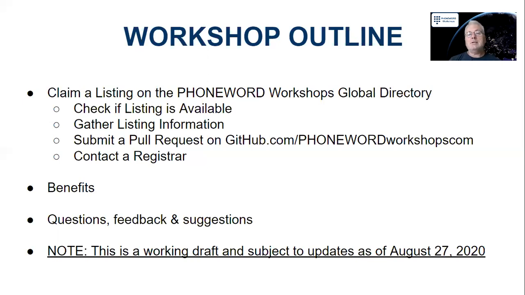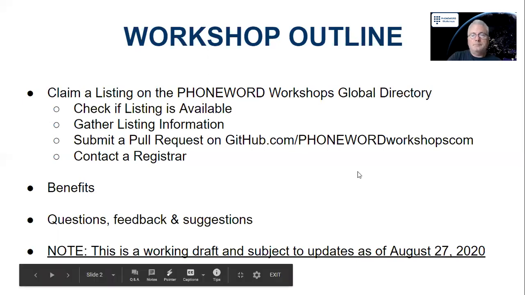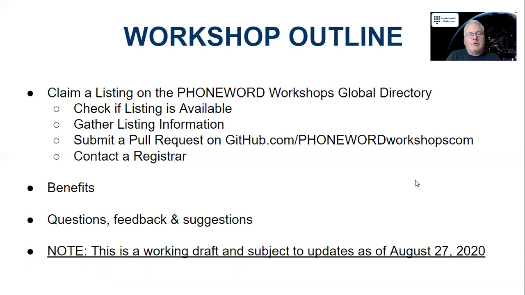And then you should check and see if the listing is available. And right now that consists of looking at the preliminary directory data, which is on the GitHub page, and we'll talk about that in a moment. And then, gathering the listing information, we'll talk about what that entails, submitting a pull request on our GitHub page. And if you're not familiar with pull requests, don't worry. Your other alternative to the do-it-yourself claiming a listing is to contact a registrar, and we'll show you how to do that as well.